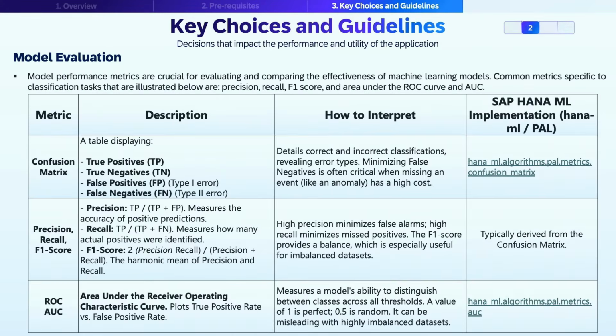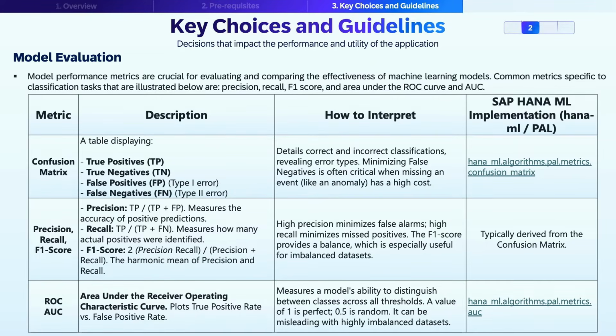Let's discuss the key choices that impact the performance of your classification scenario. Model performance metrics are crucial for evaluating and comparing the effectiveness of machine learning models. They provide a quantitative measure of how well a model is performing, helping to identify areas for improvement and guide model selection. Common metrics specific to classification tasks, illustrated below, are precision, recall, F1 score, area under the ROC, receiver operating characteristic curve, and AUC, area under the curve.